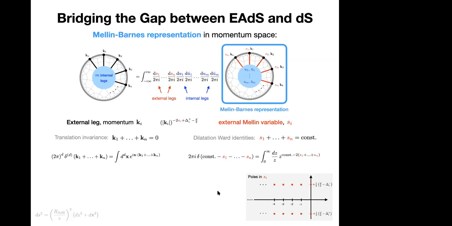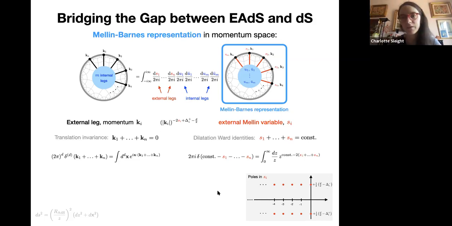Sorry, Charlotte. Is this representation related to the Mellin representation at all? It's different. For instance, it's not what you would get if you Fourier transformed the usual Mellin amplitudes in position space. We know in momentum space that bulk-boundary propagators are Bessel functions, and this is just literally taking the Mellin representation of that Bessel function. This is why you get a single Mellin variable for each external leg, for instance.